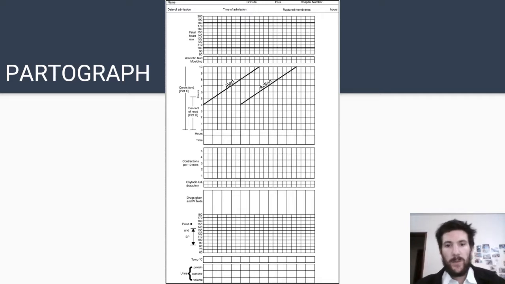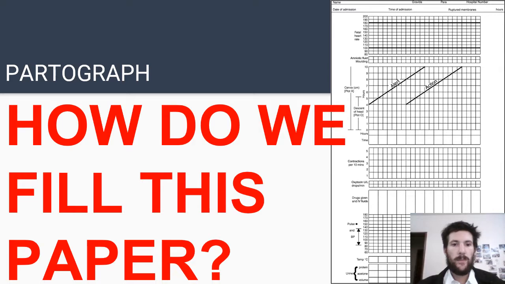So here I present you the partograph. This is an image of the partograph. And how do we fill this paper? It's a very big paper with a lot of different things. How do we fill this? It's very complex. But I'm going to show you that it's not as difficult as you think.